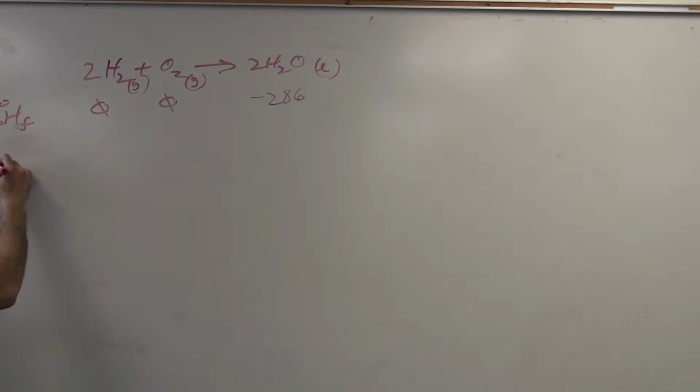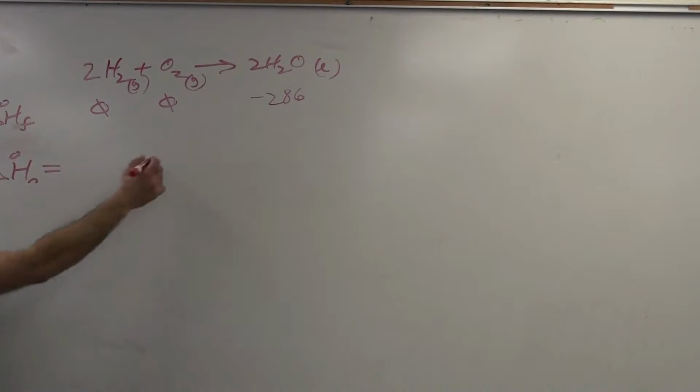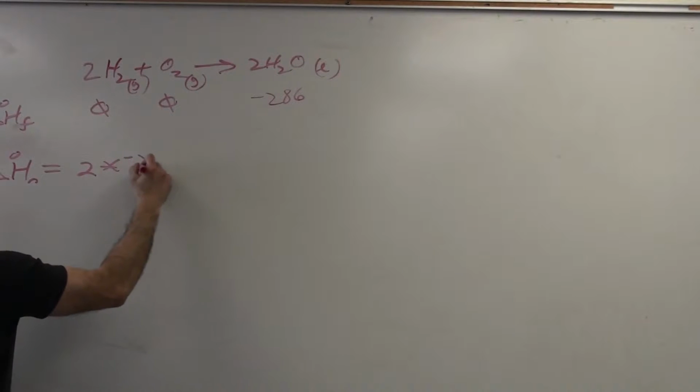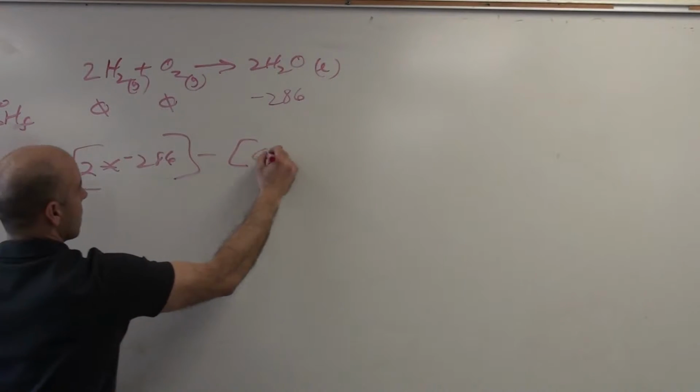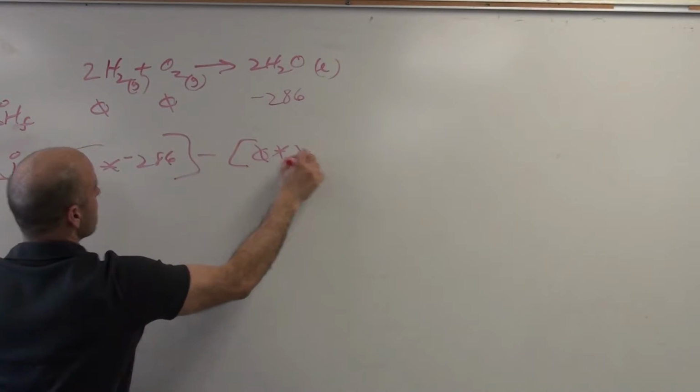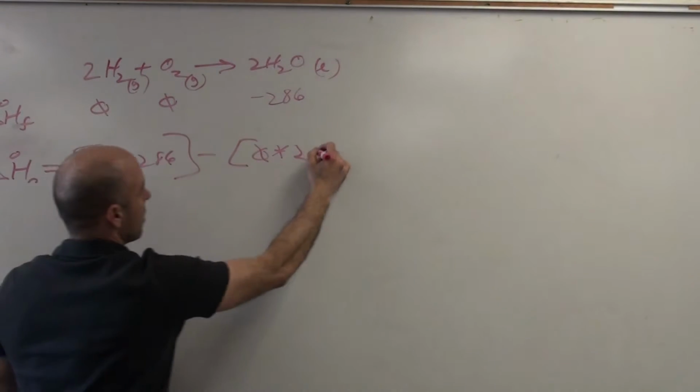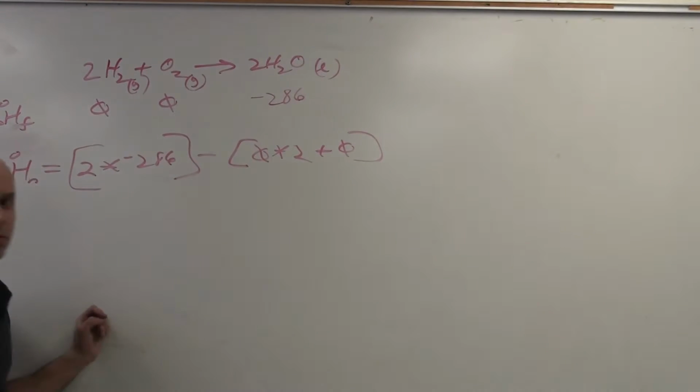So if I'm doing products minus reactants, I would go, okay, the amount of heat released in this reaction is 2 times negative 286 minus 0 times 2, because there's 2 moles of hydrogen, plus 0. Products minus reactants. The other way you could find the delta H of this reaction is to look at the bond enthalpies.